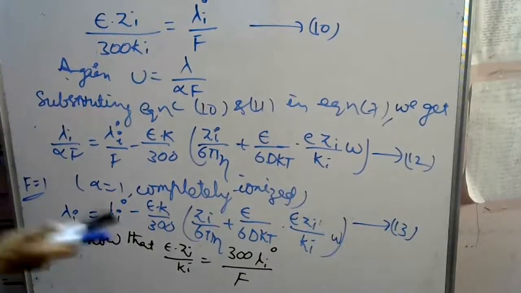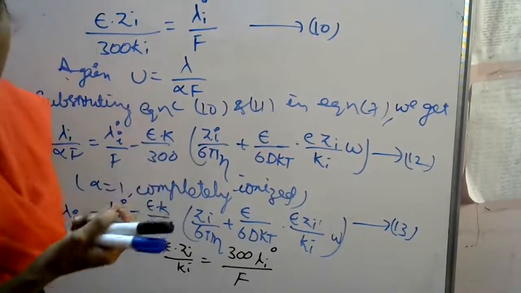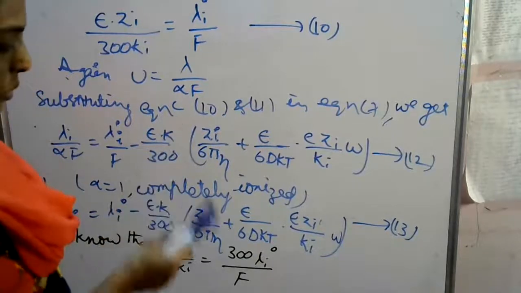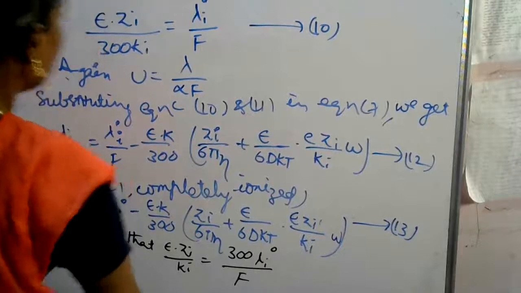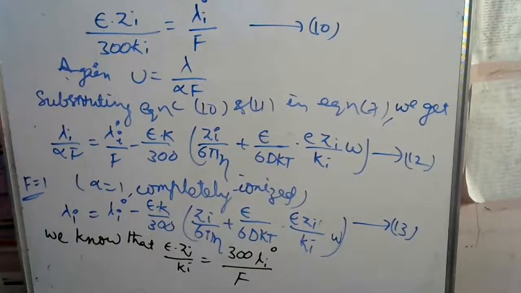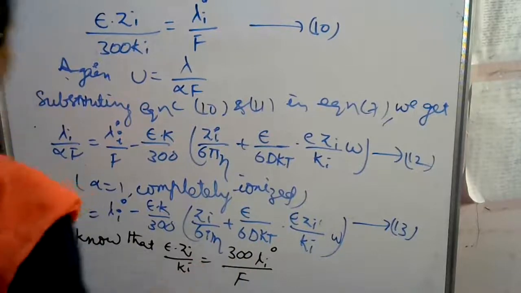So we have to apply the values, what is 6 and what is the pi value. We have to apply all, pi is nothing but 3.14, and 6 pi n. So we have to simplify this equation by substituting the values that we have. Okay.